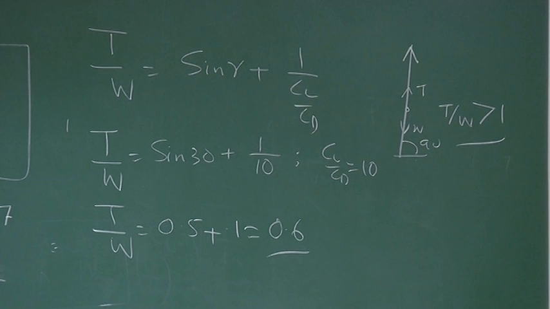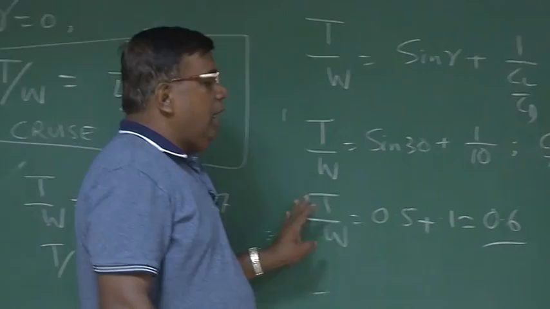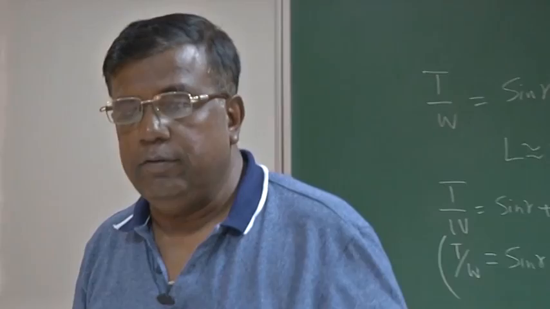So there are two important parameters. One, you have seen the wing loading, W by S, and T by W, thrust loading, are extremely important parameters to design an aircraft. And you have a fairly good idea how to get an initial estimate of wing loading.